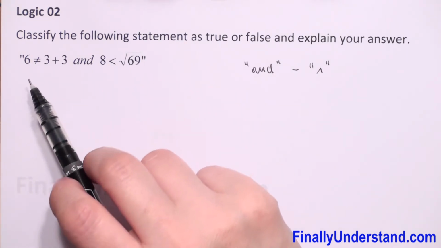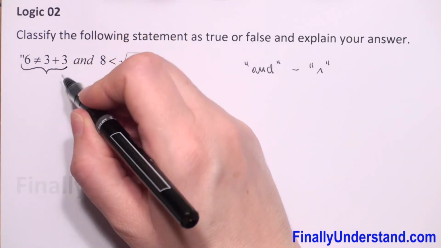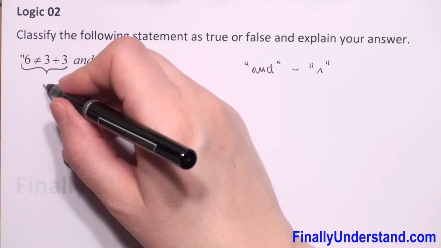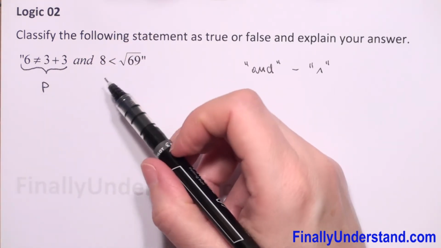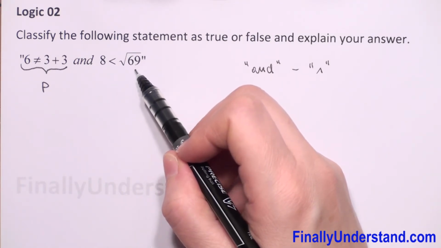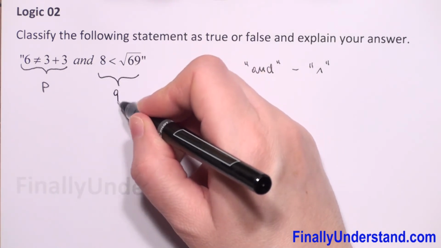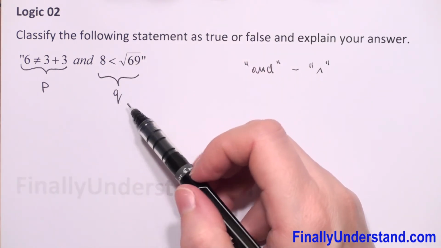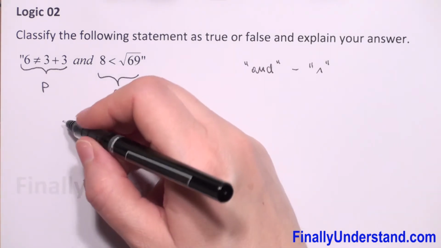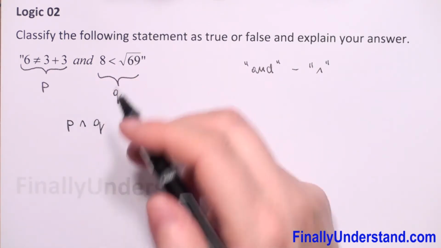The first simple statement is 6 is different than 3 plus 3. Let's call this our P. Next we have 8 is less than the square root of 69. This is our Q, the second simple statement, because it contains a single idea. So we have a conjunction here, P and Q.